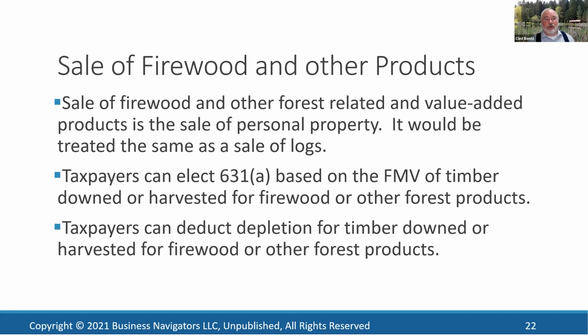Now, generally, unless you're in a really, really big operation, it's not worth the effort to do the valuation and all that to get this done. But 631A would be a possibility if you're cutting things, or actually even if you're using down timber, we can still use 631A for that. And you can also deduct depletion on that timber that either was cut or blew over, whatever, and you cut it up.